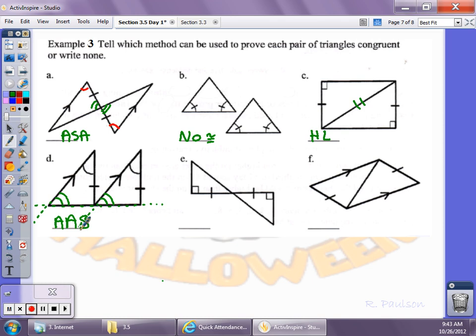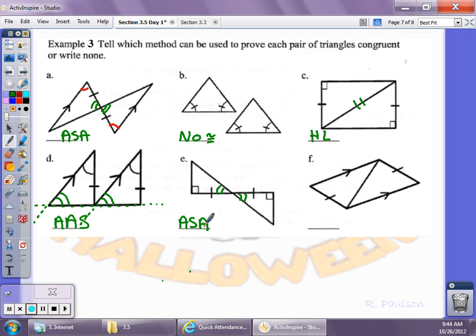In example E, I do have a right triangle, so remember in order to use the HL theorem, I not only have to prove that corresponding legs are congruent, I must also be able to prove that the hypotenuse is congruent. So based on this, I know I cannot use HL because I do not know if the hypotenuses are congruent, but what I do know is that I have a set of vertical angles right here. So based on these markings, I can say that in example E, these triangles are congruent by angle, side, angle.